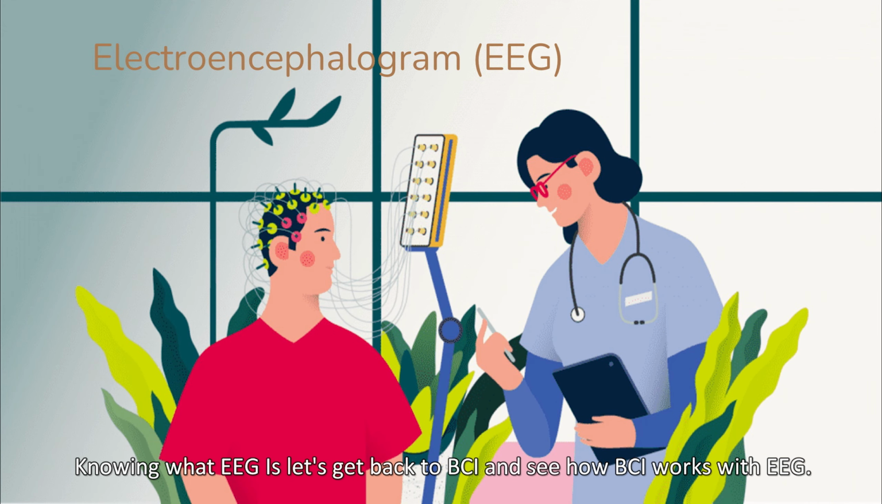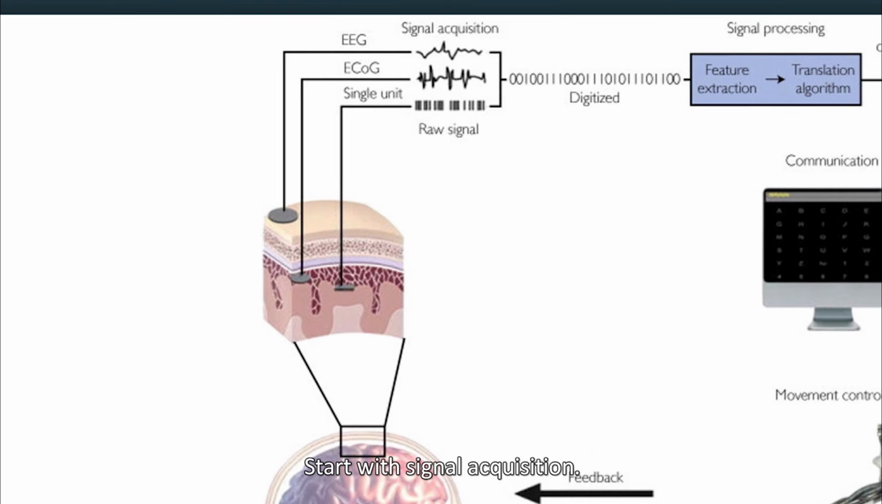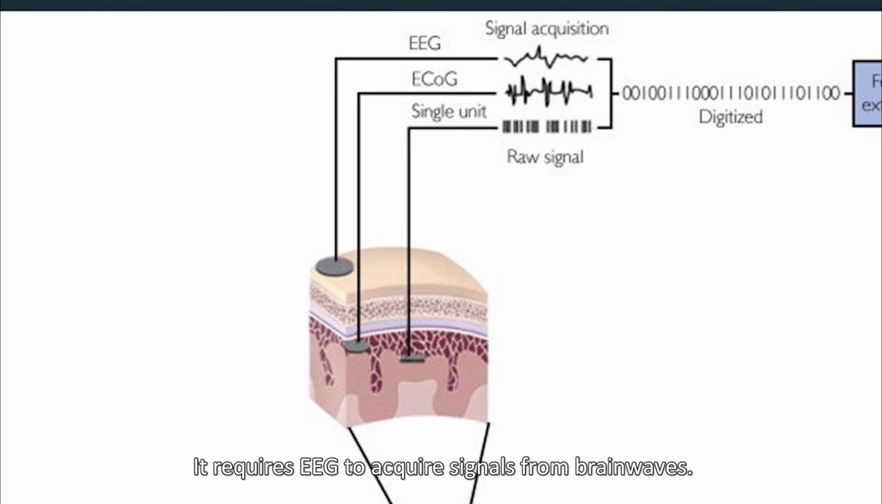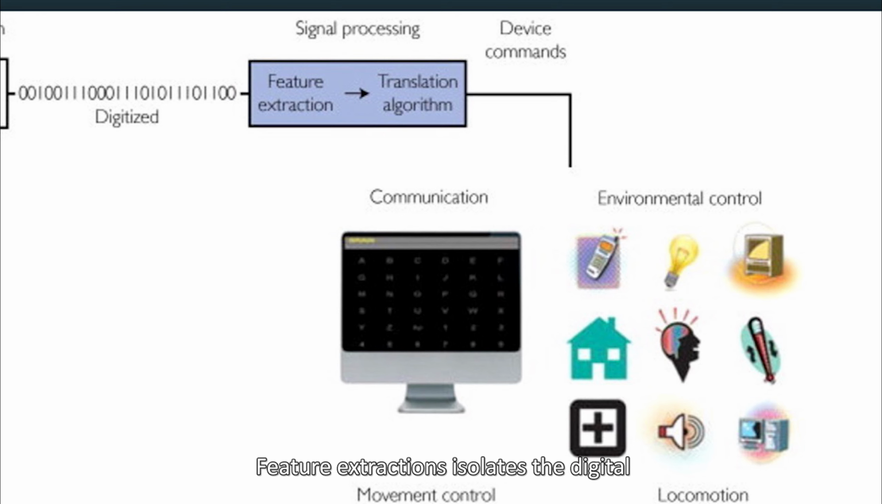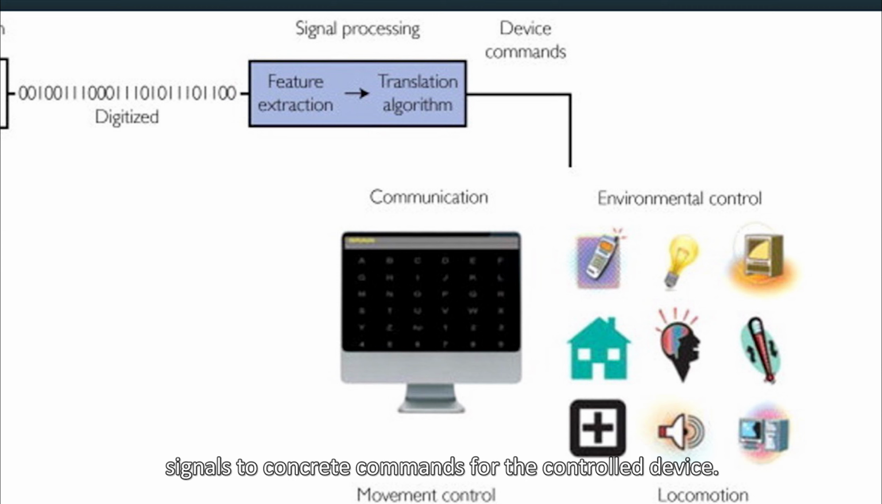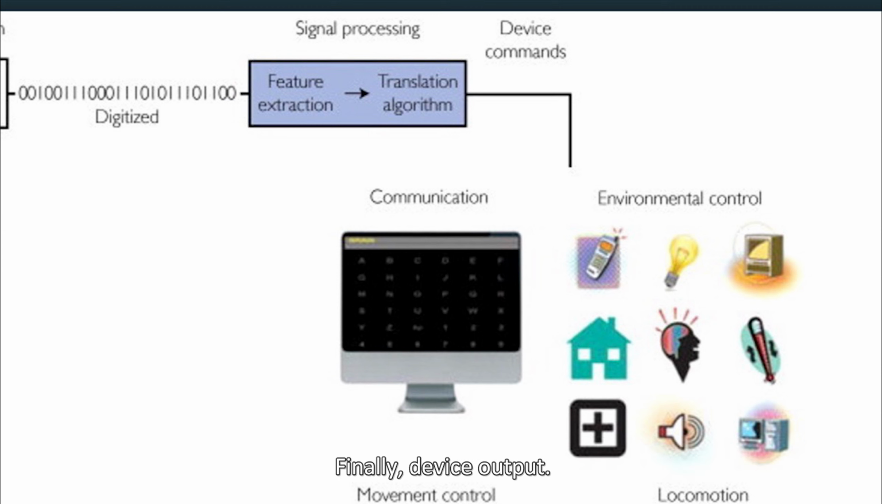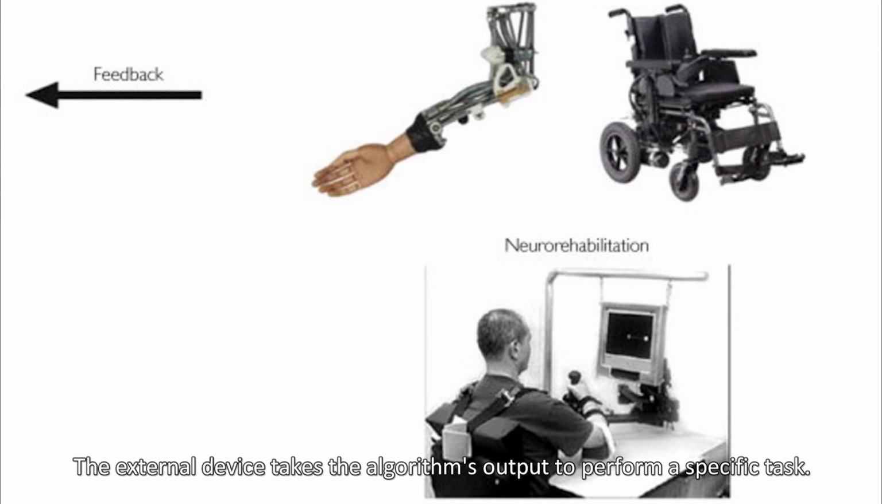Knowing what EEG is, let's get back to BCI and see how BCI works with EEG. The overall process has 4 steps. Start with signal acquisition. It requires EEG to acquire signals from brainwaves. The signals will be digitized and transmitted to the computer. Feature extraction isolates the digital signals that correlate with the user's intentions. Feature translation uses translation algorithms to convert the extracted signals to concrete commands for the controlled device. Finally, device output. The external device takes the algorithm's output to perform a specific task.